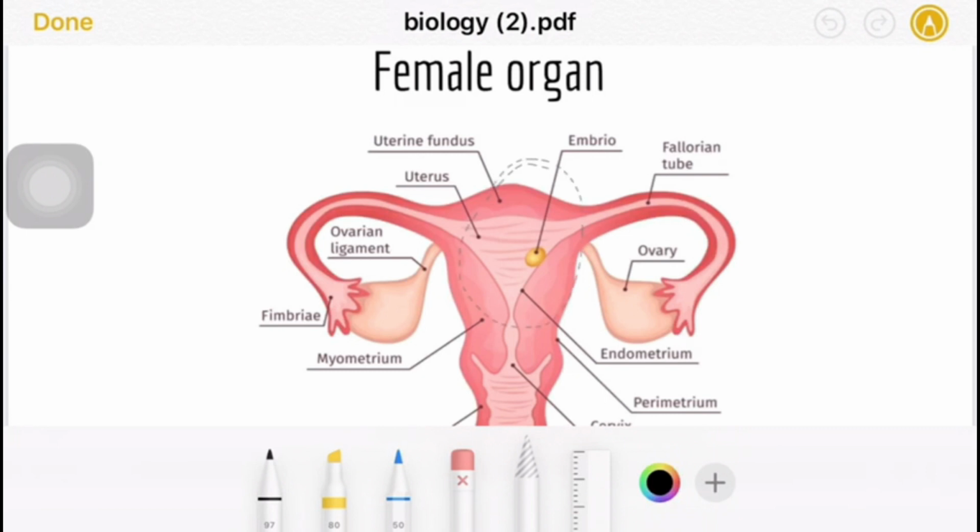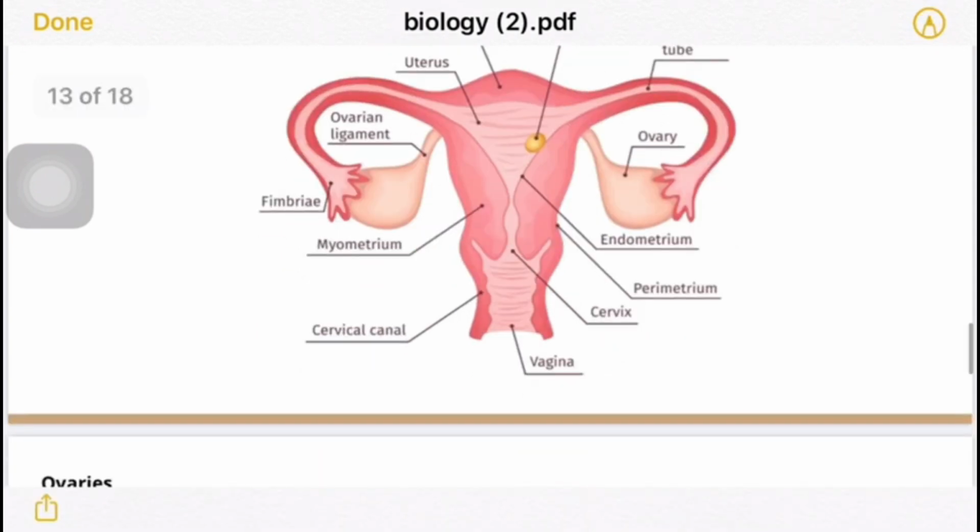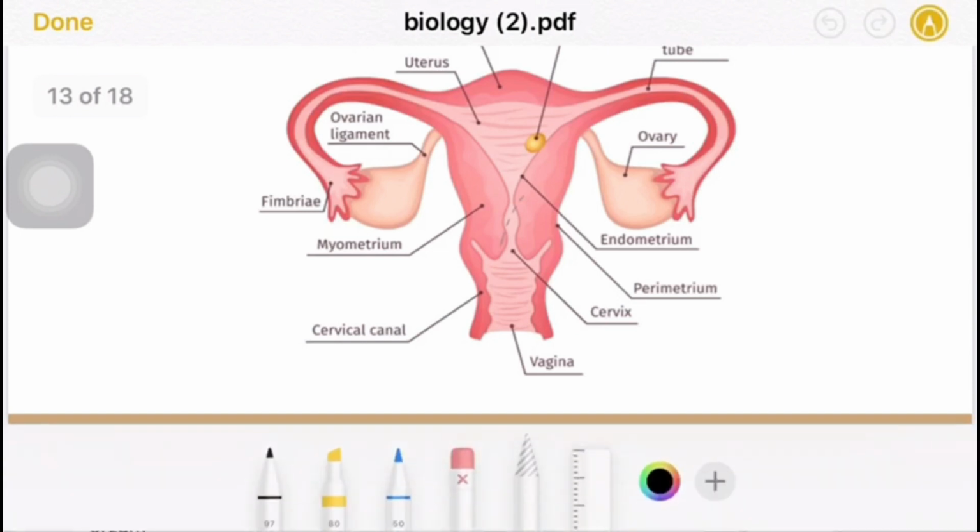And this is the uterus. The uterus has a thick wall, and the narrow end of it is called the cervix. The embryo completes its development after embedding itself in the uterine lining, called the endometrium. There are three layers of the uterus, which are the endometrium, perimetrium, and myometrium. And this is the cervix. The cervix leads to the cervical canal, which functions as a birth canal and facilitates intercourse.